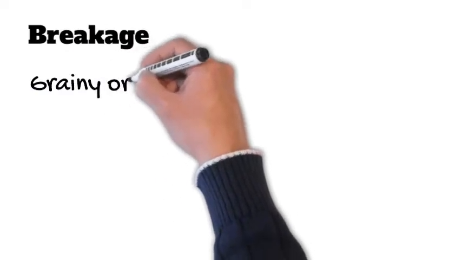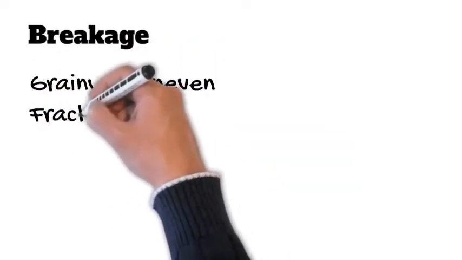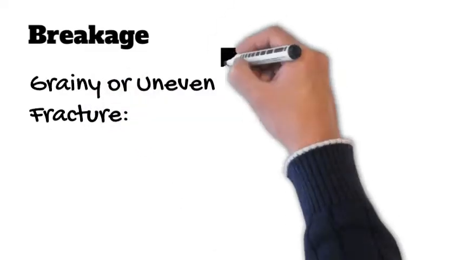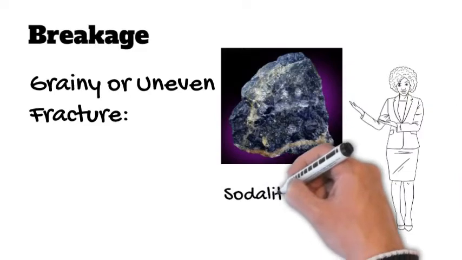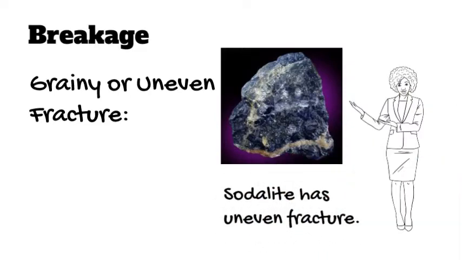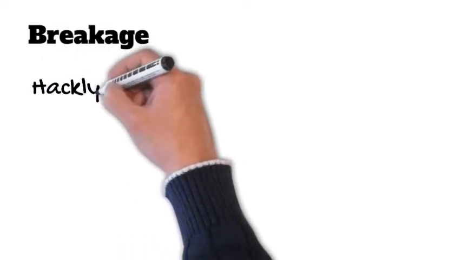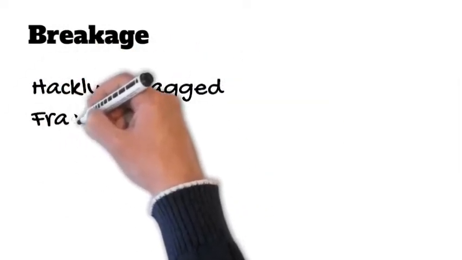Let's take a look at grainy or uneven fracture. Here we see a sample of sodalite, and it has an uneven fracture. It's just rough. Hackly or jagged has a splintery look.